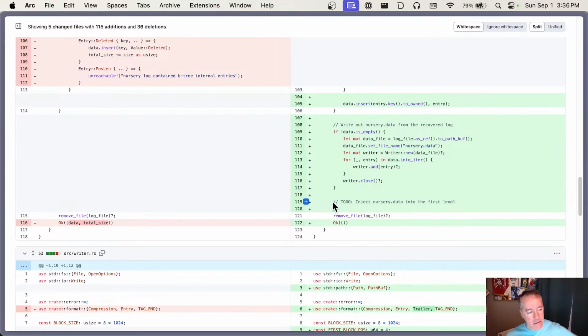There is a to-do here that I think we had previously. Maybe not. It's not in this diff. But we need to take this nursery data file and send it into the first level.